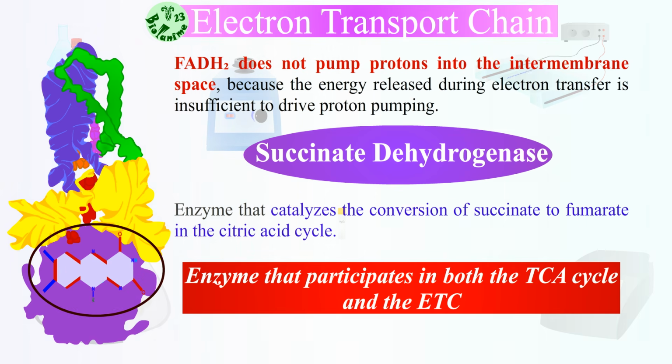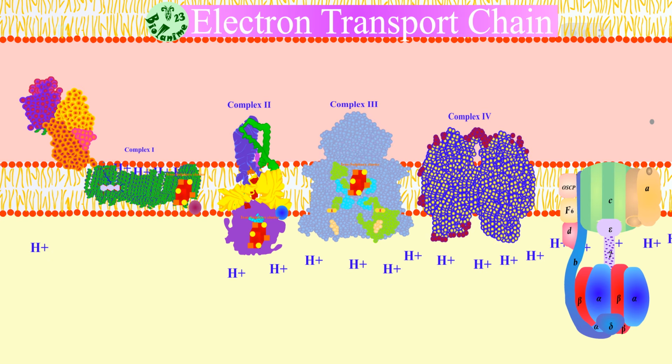Unlike complex 1, FAD is tightly bound to complex 2 as a prosthetic group. During the oxidation of succinate to fumarate in the TCA cycle, FAD accepts 2 hydrogen atoms and is reduced to FADH₂.